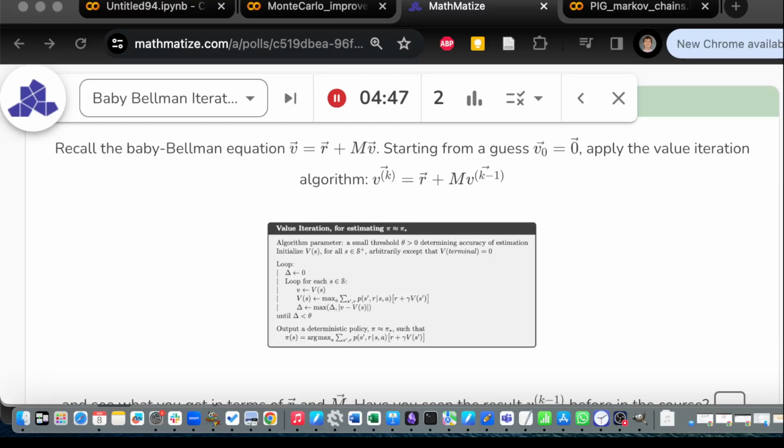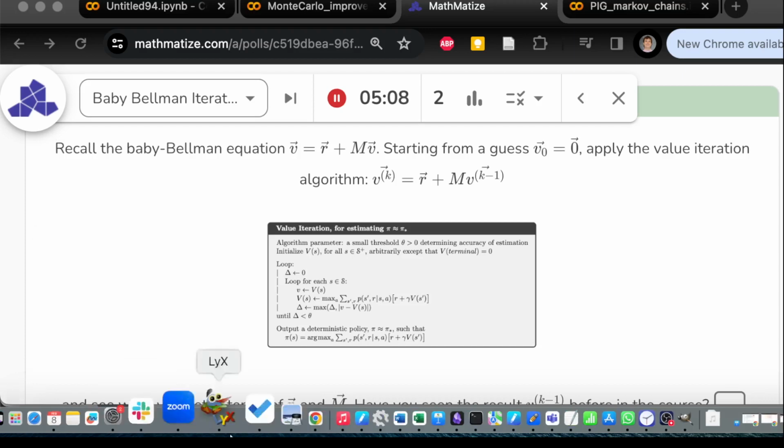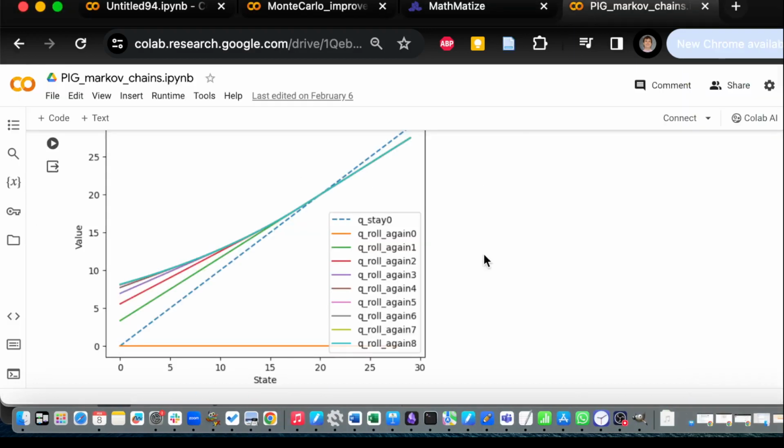But just as a recap of what we've been doing, last class we learned the value iteration algorithm. It's a way to solve equations that look like the Bellman equation, equations that look like x equals cosine of x. The idea is you just apply the function, whatever it is on the right-hand side, over and over again. Last time we did it on the real Bellman equation for the game Pig.